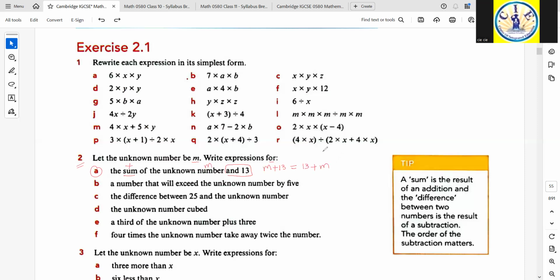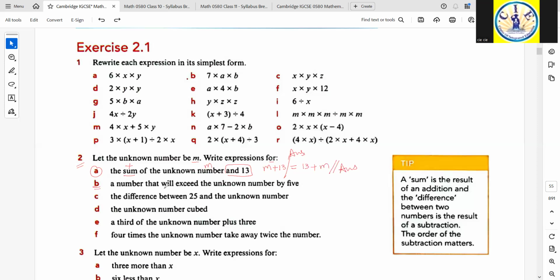Since we know that addition is commutative, which means order does not matter in addition. So whether you write down m plus 13 or 13 plus m, both are equivalent, both are the same. So either this one could be the answer or this one could be the answer. Both are equally fine.